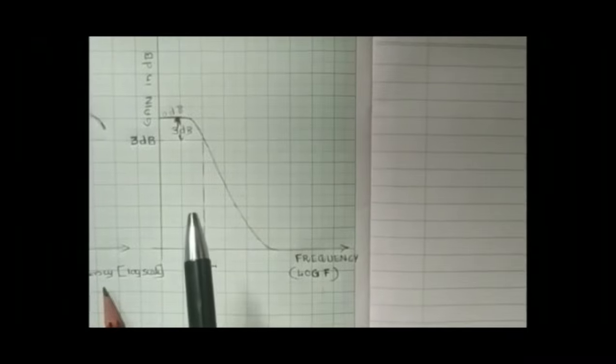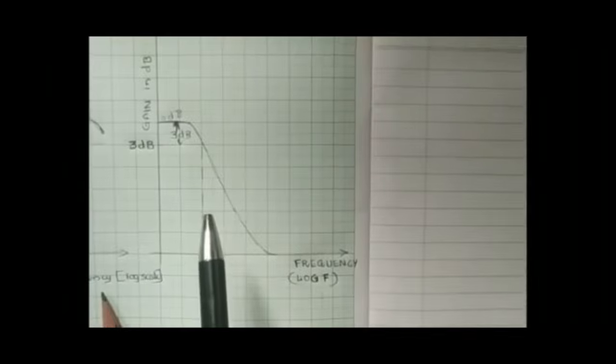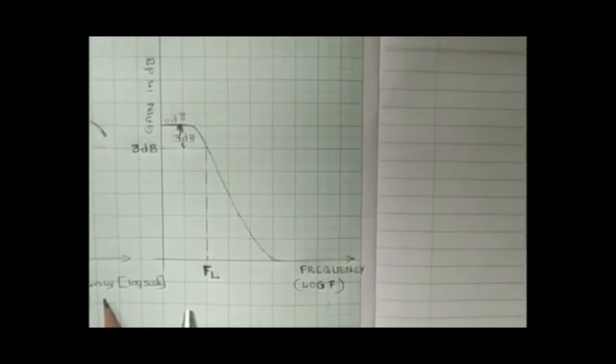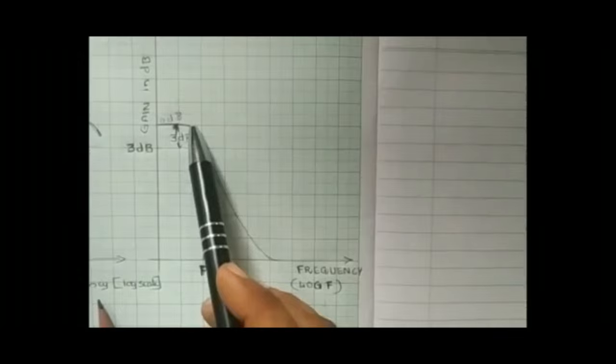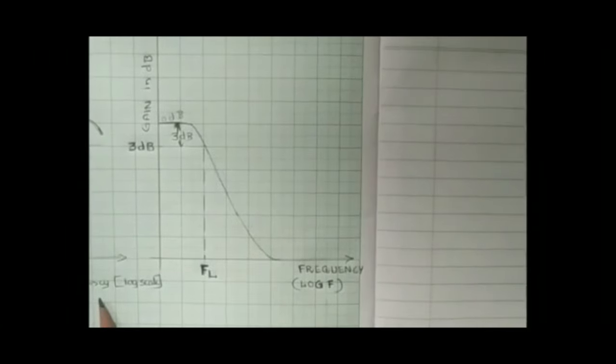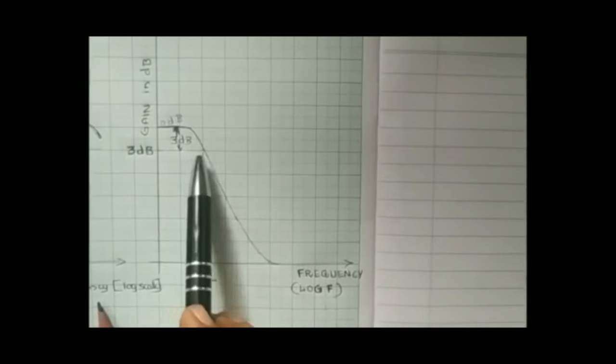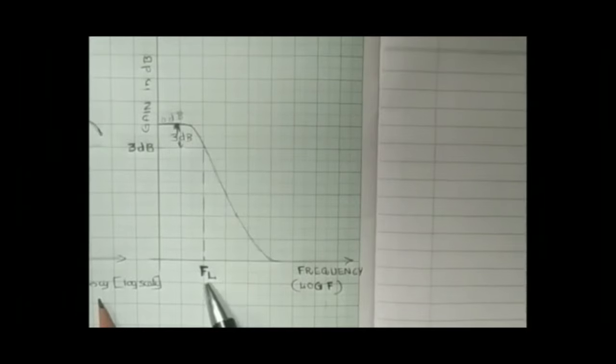This is a sample graph of the RC integrator circuit. Gain in dB is on the y-axis and frequency is on the x-axis. To calculate the cutoff frequency, we need to take 3 dB down, or minus 3 dB, from the maximum value. Extending the line, we get a frequency here. This is called the cutoff frequency FL.